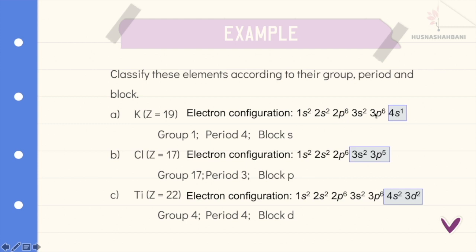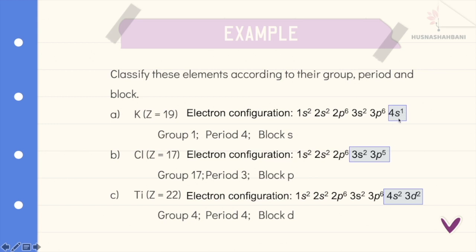1s2, 2s2, 2p6, 3s2, 3p6, 4s1. So for the valence electron, our highest n is 4. Valence electron, 1 valence only. If you want to look at the group, you look at the total of valence electrons. So our total of valence electron is 1.